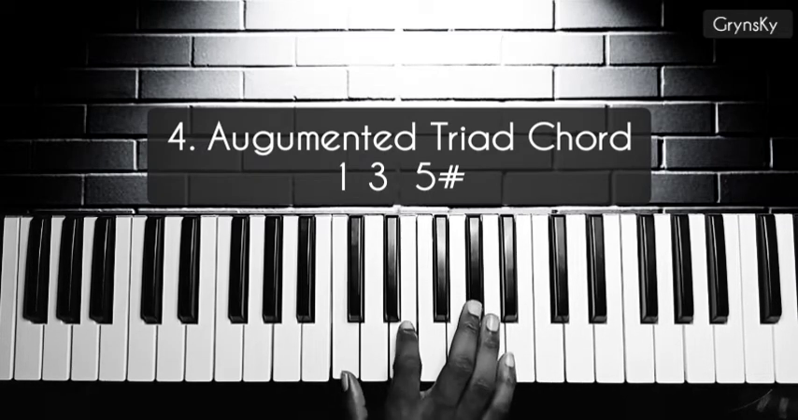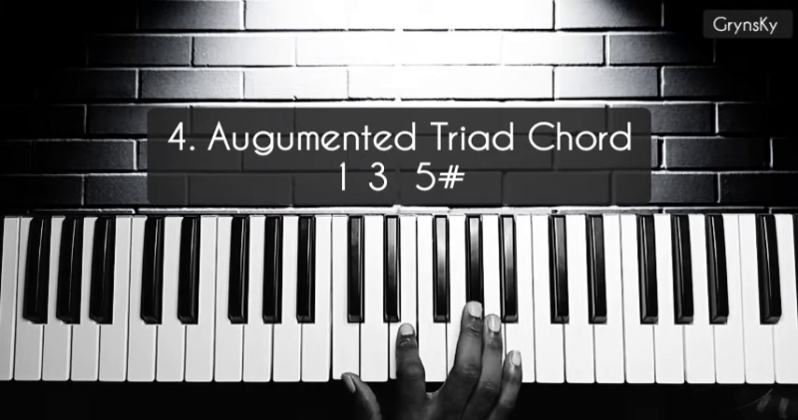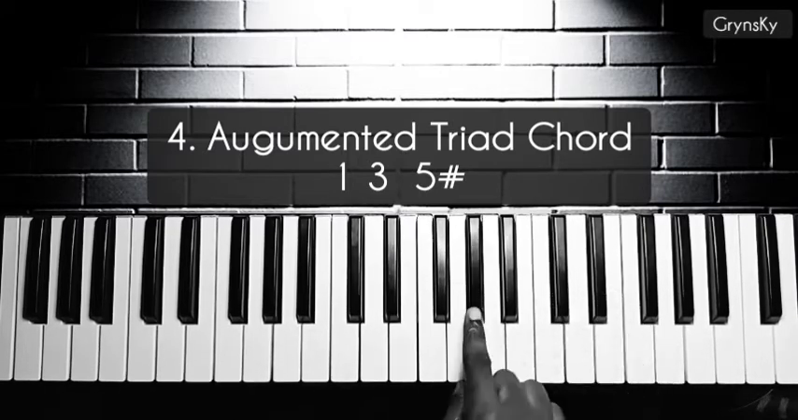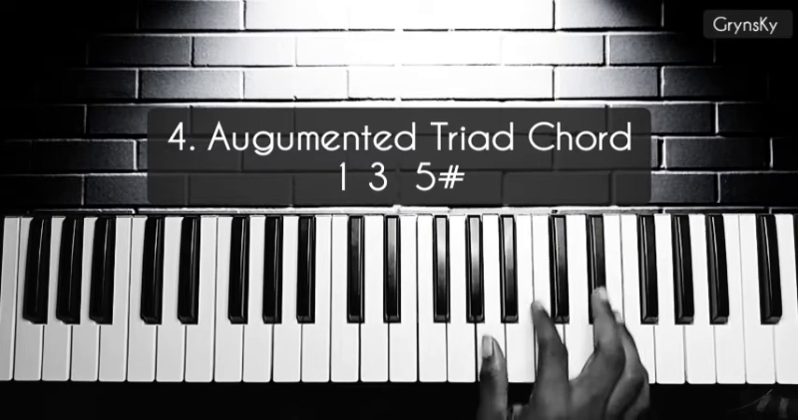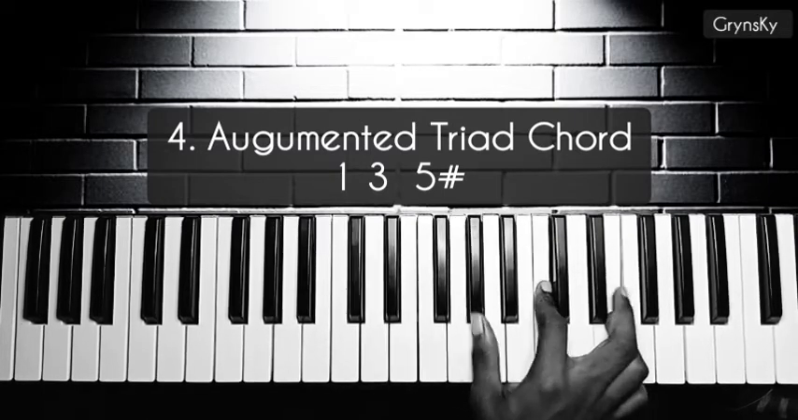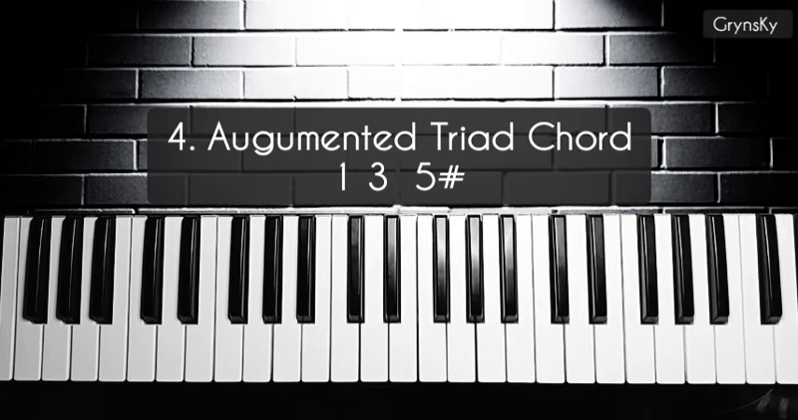So when you form C augmented chord, it's the same as E augmented chord, and the same as G sharp or A flat augmented chord. So when you are able to form one augmented chord, meaning you have formed 3 augmented chords. That's C augmented chord is the same as E augmented chord and G sharp or A flat augmented chord.